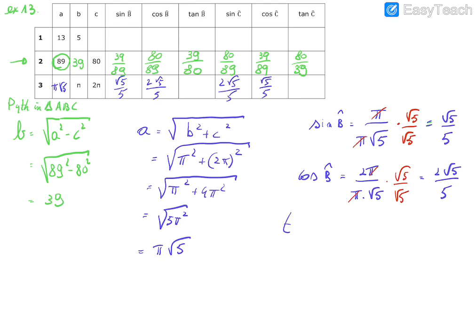For the tangent, we have for B the opposite, pi divided by 2 pi. We're going to simplify the pi's, and now I am left with this simple fraction: 1 divided by 2. So this is 1 divided by 2, and then the other one is the inversion, or the reciprocal, so 2. Hope you understand this exercise. Good luck.